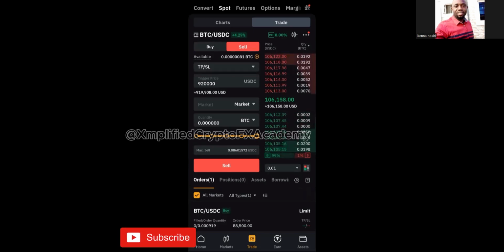Okay, so this TP/SL gives us only one choice, one option. Either you take profit or you make a stop loss on your coin. So that's why, if you want to combine both, because with this it's either I take profit or I make a stop loss, then you now use the conditional part.